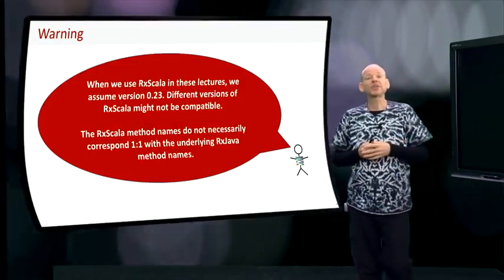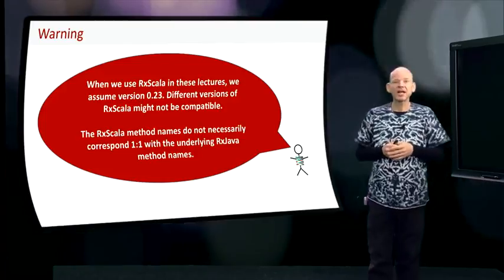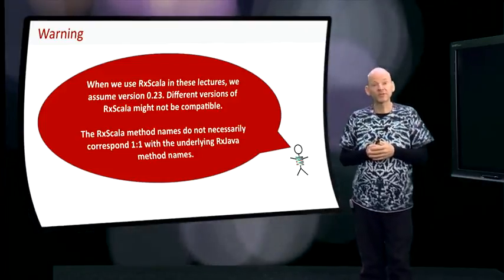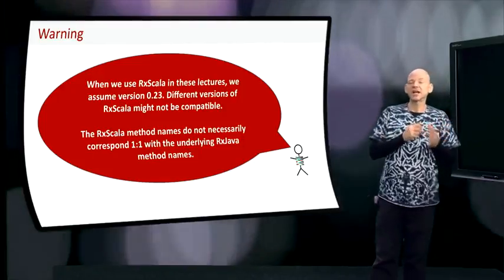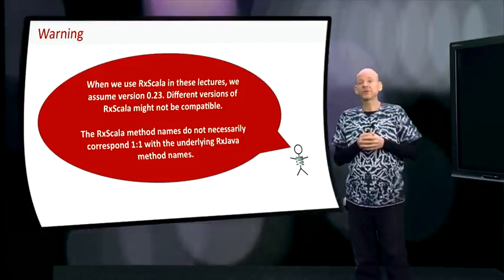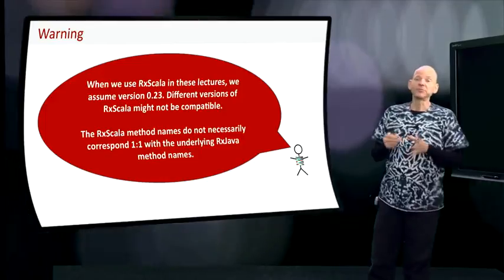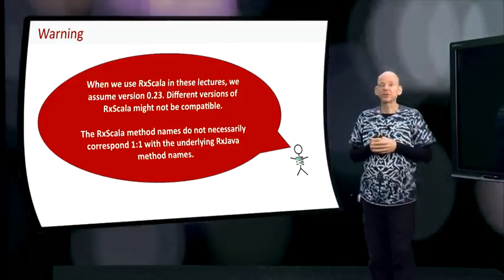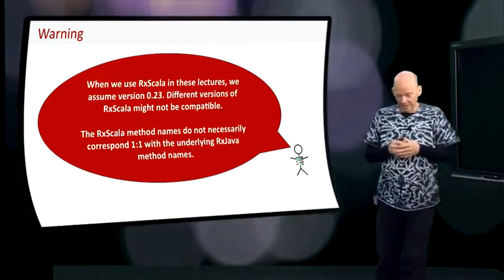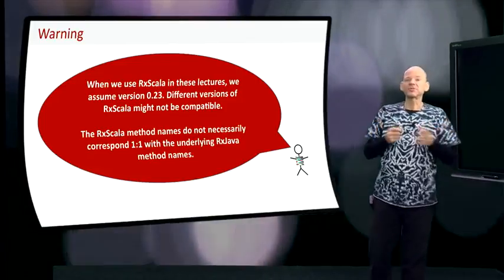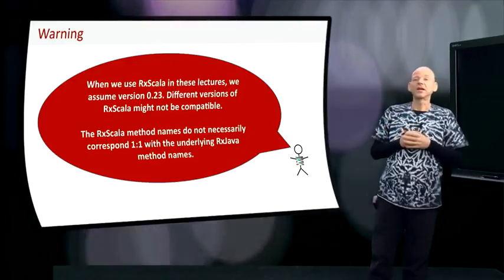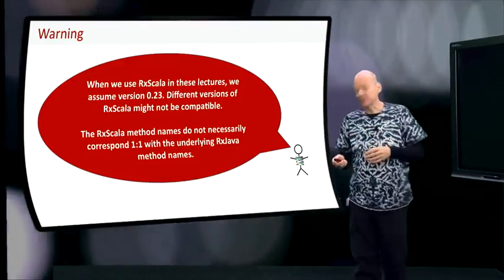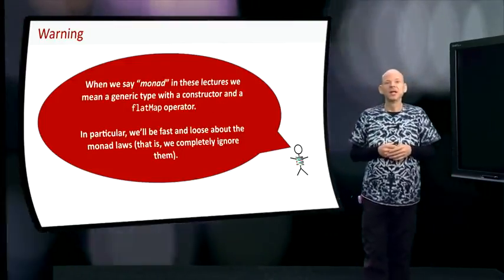We're using a particular version of RxScala, 0.23 or higher. And notice that the Scala names can be different from the RxJava names. So if you look at the RxJava documentation, and in particular at the marble diagrams, sometimes the names might change. And the reason is that we wanted to make the library feel natural for Scala programmers.